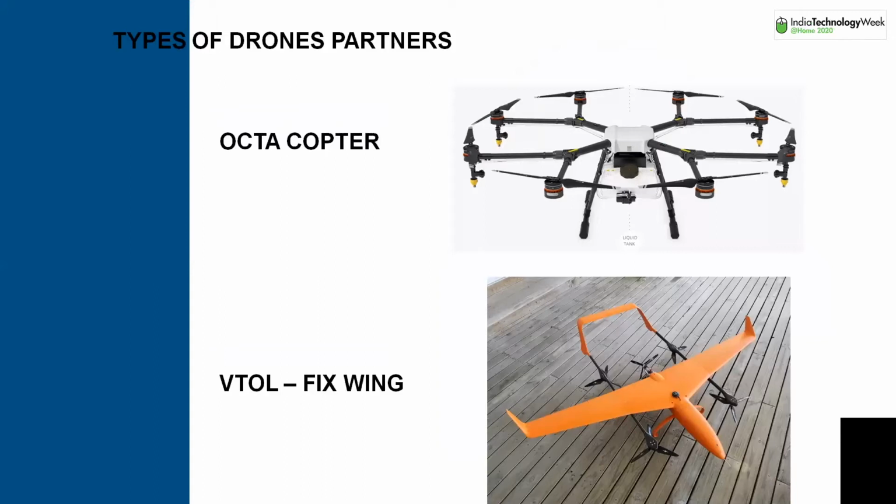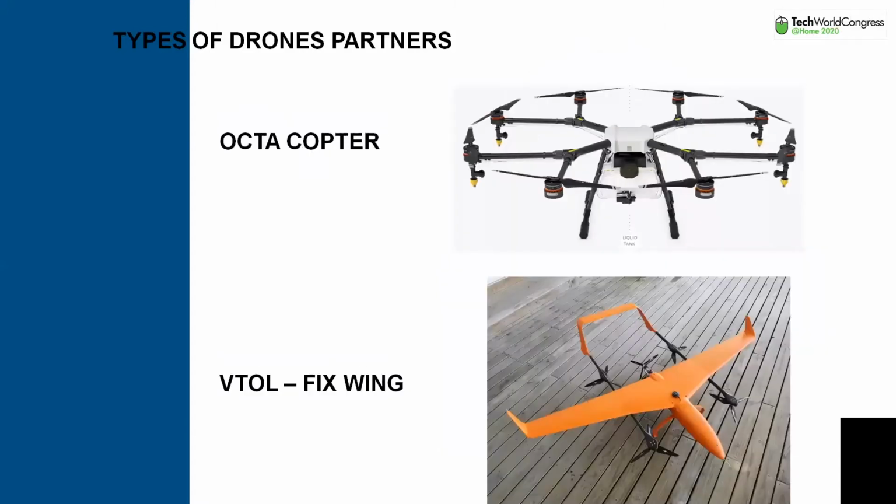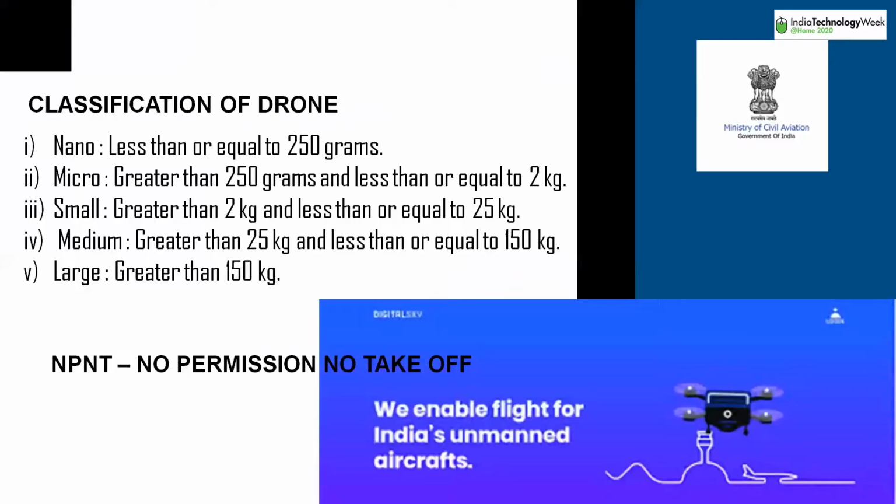And then we have VTOL fixed wing. It's also a drone, but it looks a bit different. It looks like an airplane. The shape has fixed wings, and that is why it is called VTOL fixed wing. So we have quadcopters, hexacopters, octocopters, and fixed wing drones. These are the types of drones that are largely popular in the industry right now.